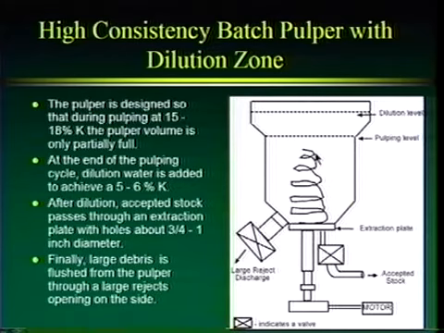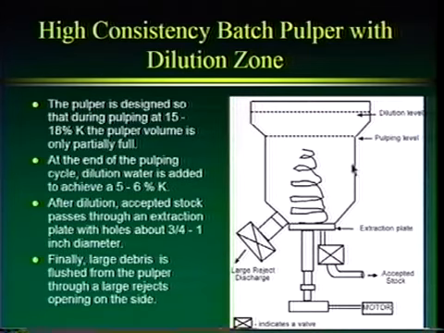Why do we do that? Because at that consistency, we can pump the pulp out of the pulper. Okay, so what happens at the end of the pulping process?